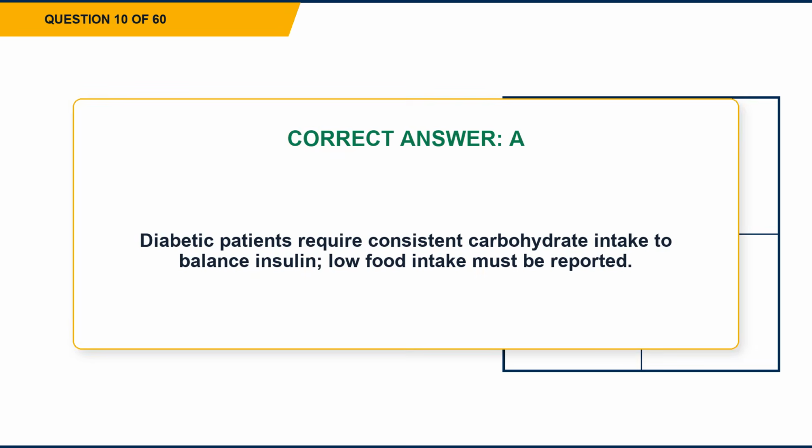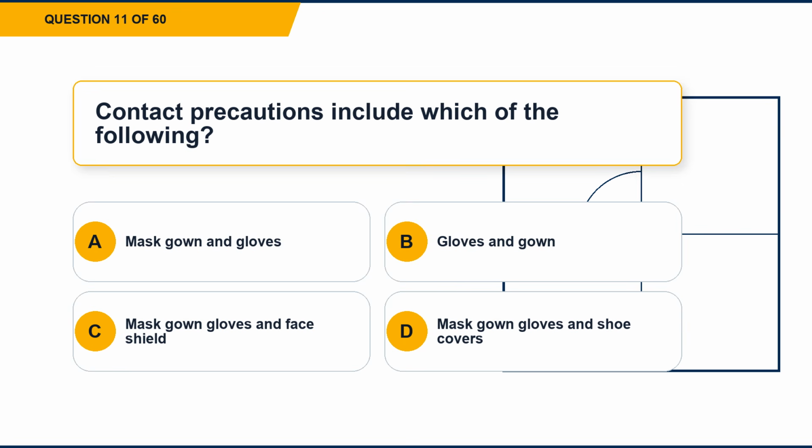Explanation. Diabetic patients require consistent carbohydrate intake to balance insulin. Low food intake must be reported. Question 11. Contact precautions include which of the following? Option A. Mask, gown and gloves. Option B. Gloves and gown. Option C.